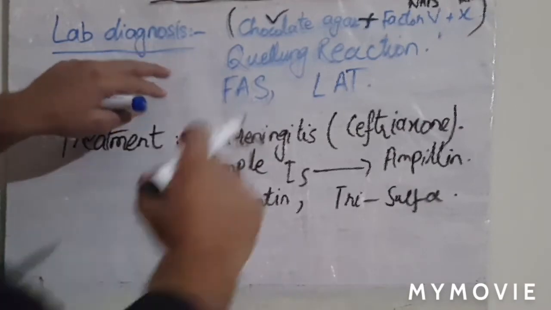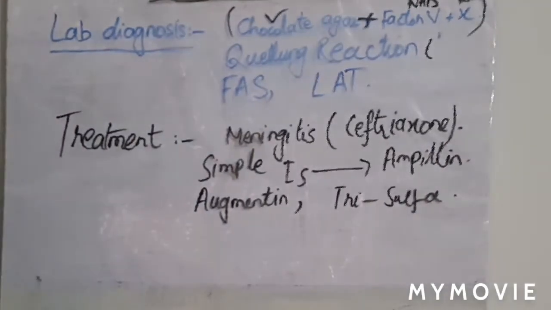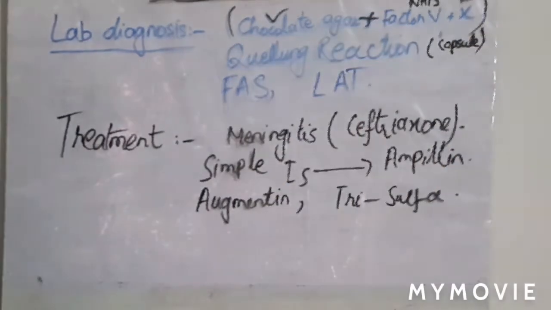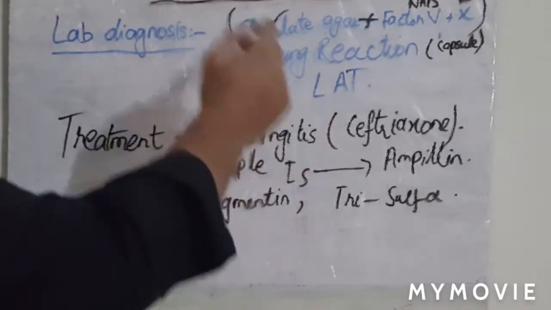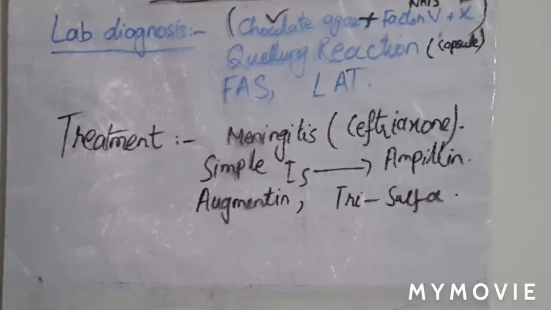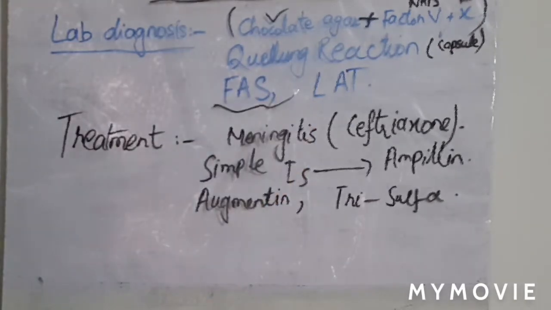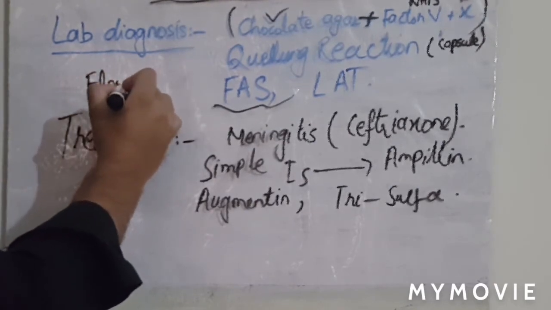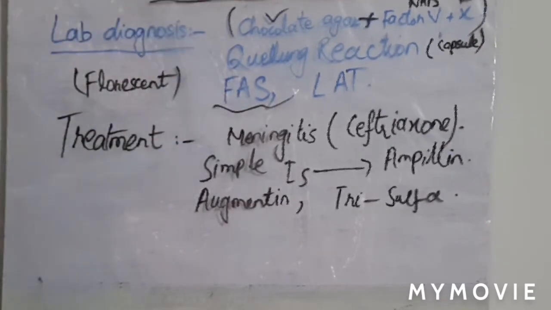It can be detected through the Quellung reaction. What is the Quellung reaction? It is the swelling of the specific capsular polysaccharide. Then we have the latex agglutination test, that is used to detect Haemophilus influenzae. Furthermore, we have another test, FAS. What is FAS? FAS is a test known as fluorescent antibody staining. It is also used to detect Haemophilus influenzae.